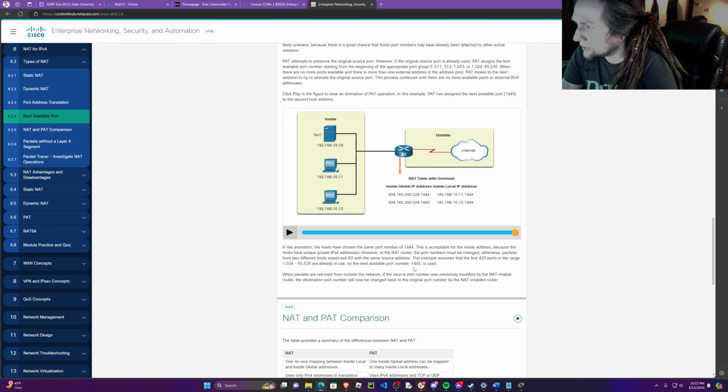This example assumes that the first 420 ports in the range are already in use, so the next available port number, 1445, is used. When packets are returned from the outside network, if the source port number was previously modified by the NAT-enabled router, the destination port number will now be changed back to the original port number by the NAT-enabled router.